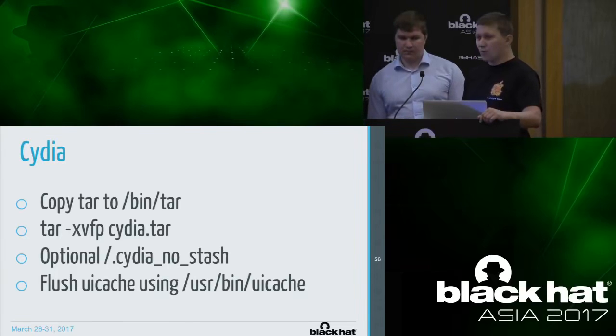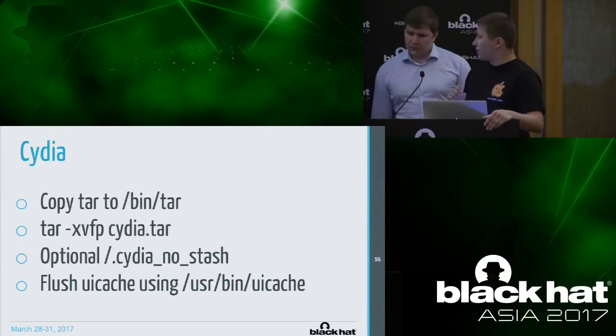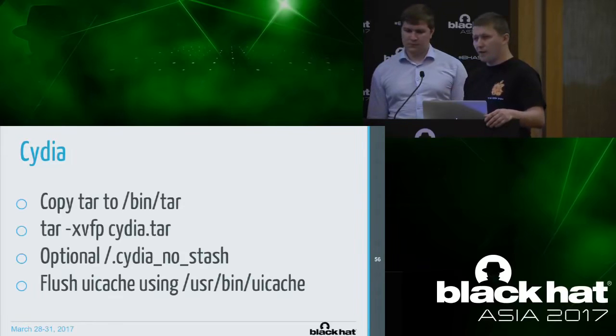To install Cydia, you need to copy tar somewhere. Then you need to use tar to extract the Cydia bootstrap to put all the files in the right places. And then if you don't want Cydia to symlink all the system files to a bigger partition, because the system partition is pretty small, we need to create a .cydia_no_stash file which prevents Cydia from doing this. Then you need to use uicache to refresh the UI and finally get a Cydia icon on the screen.